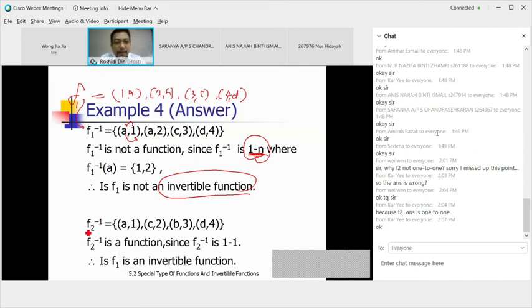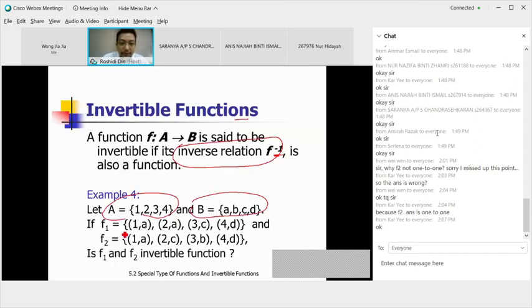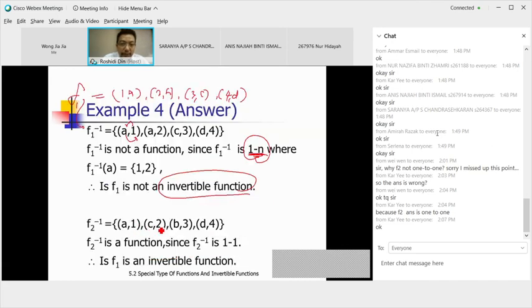Okay? F2, given to you here: 1A, 2C, 3B, 4D. Once we inverse this, it changes the position, so it will be A1, C2, B3, D4. Change the position, so we check: A maps to 1, C maps to 2, B maps to 3, D maps to 4.